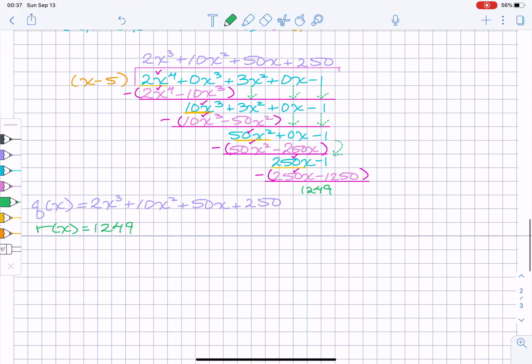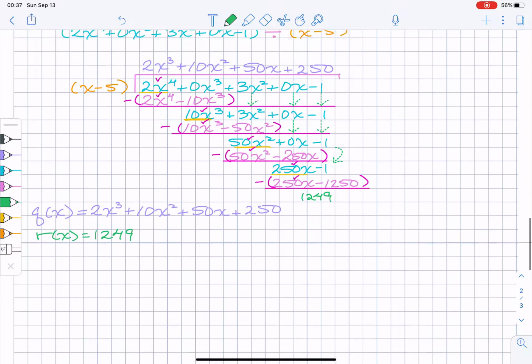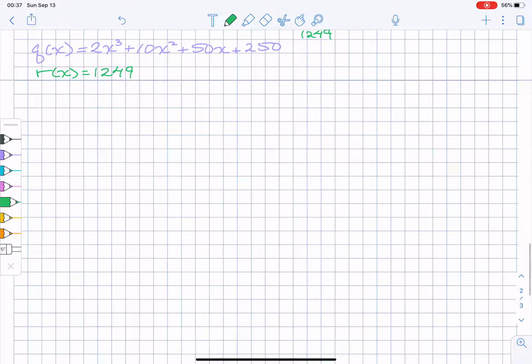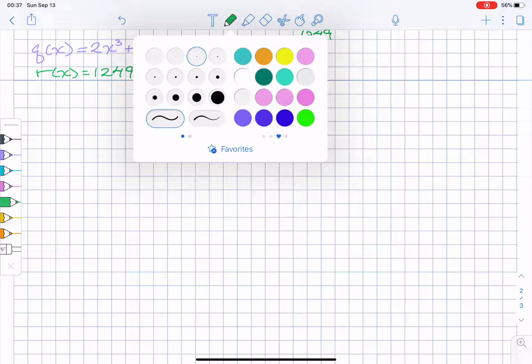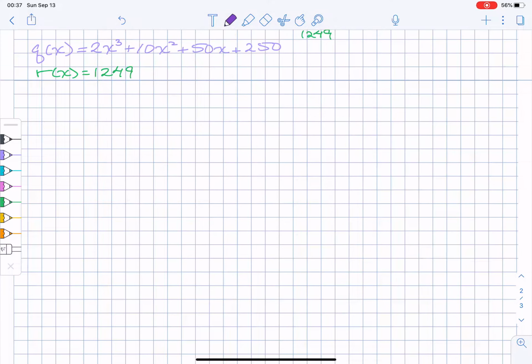Okay, so we see this is cumbersome, right? If only there was a better way. So, synthetic division.